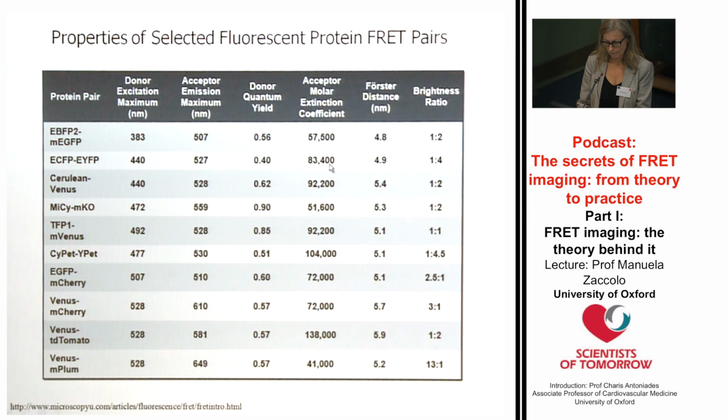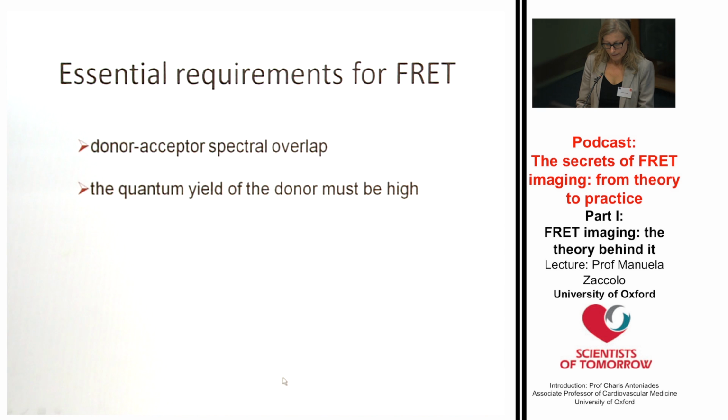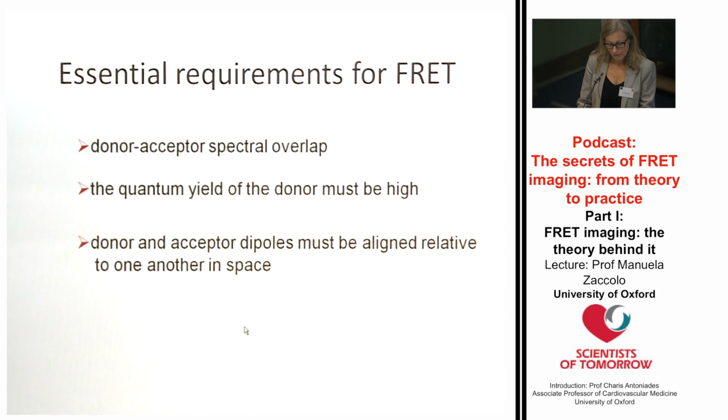a very good extinction coefficient, which is a parameter that has to do with the ability of the acceptor to absorb light, and also the cerulean Venus. The other parameter that needs to be satisfied for FRET is that the donor and acceptor dipoles must be aligned relative to each other in space.